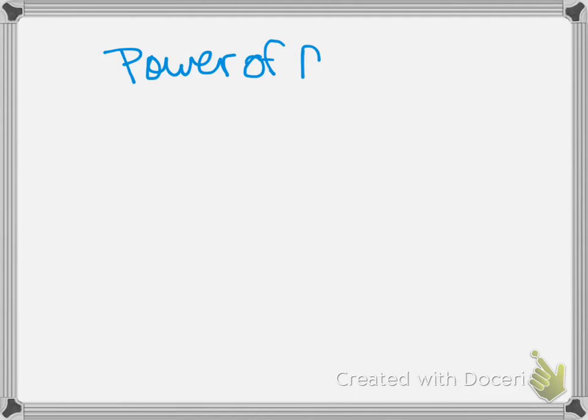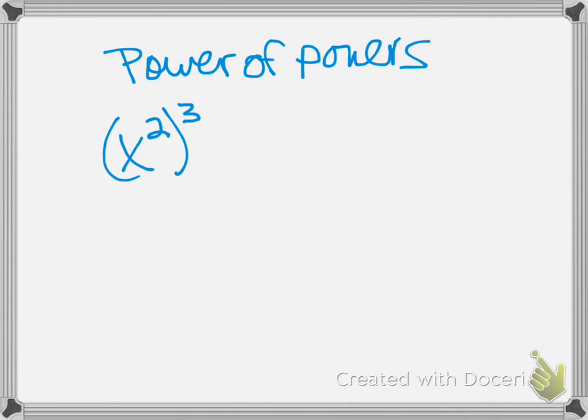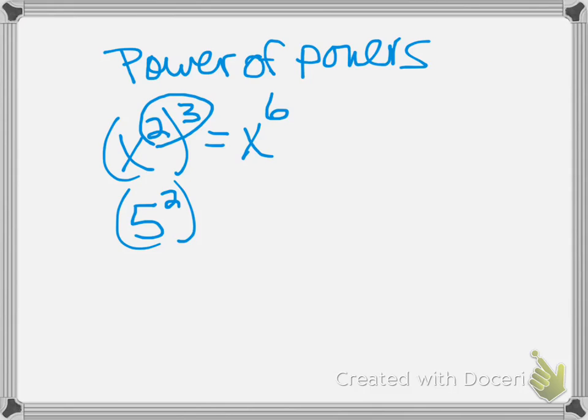We went on then to talk about power of powers. Okay, power of powers. And power of powers just means that you would have something like x squared to the 3rd power. Well, when that's the case, you actually multiply these because it's saying taking x squared 3 times. That would make it x to the 6th. If you had 5 squared to the 5th power, you would leave that base of 5, and 2 times 5 is 10, so 5 to the 10th.